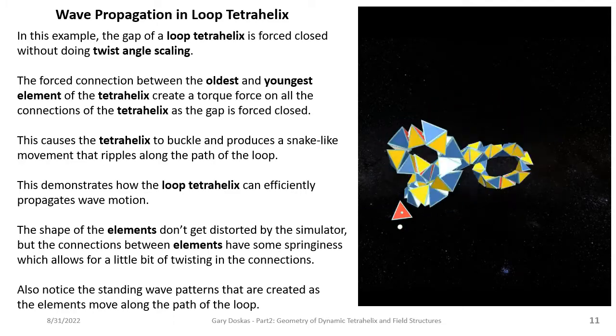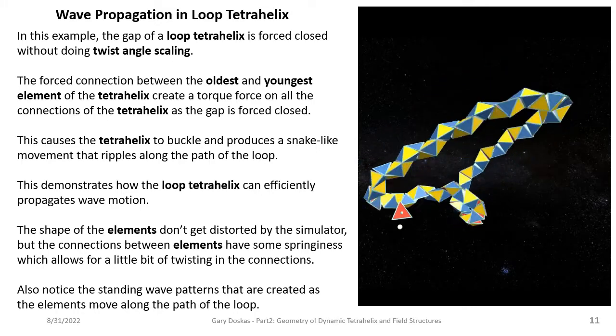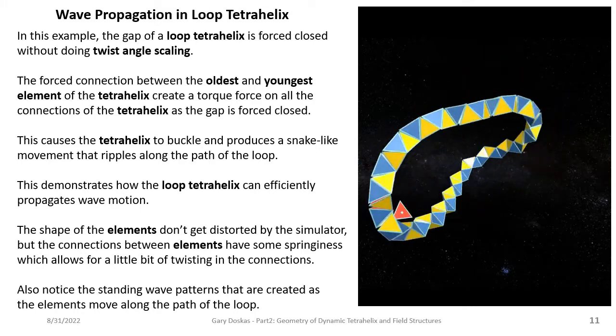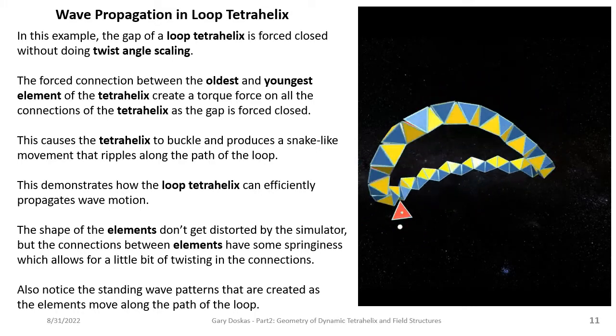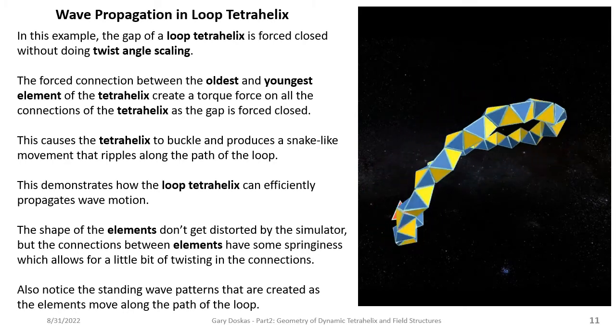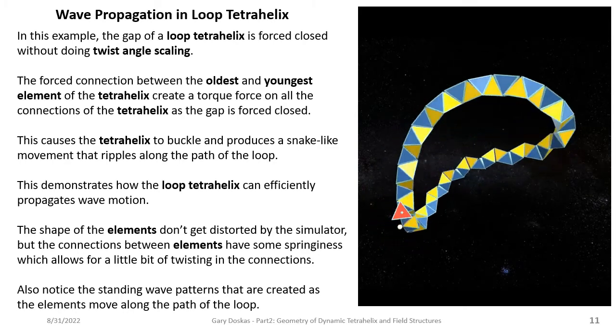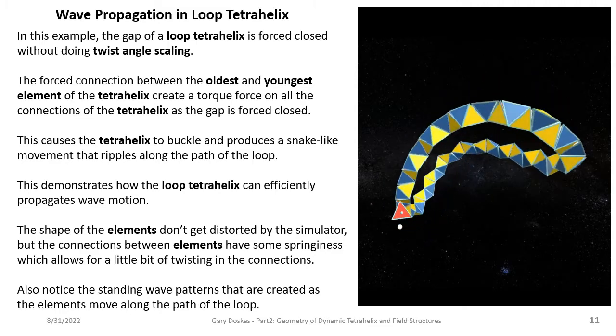The shape of the elements doesn't get distorted by the simulator, but the connections between elements have some springiness, which allows for a little bit of twisting in the connections. Also notice the standing wave patterns that are created as the elements move along the path of the loop.